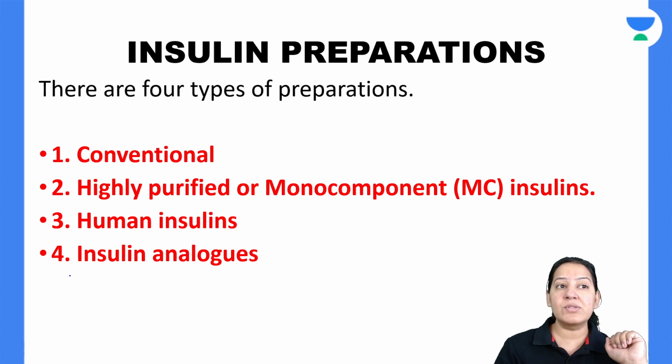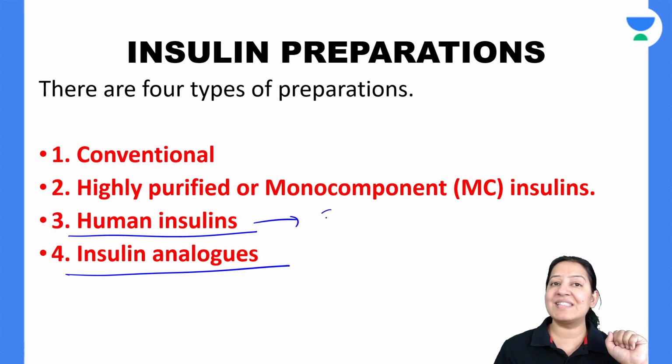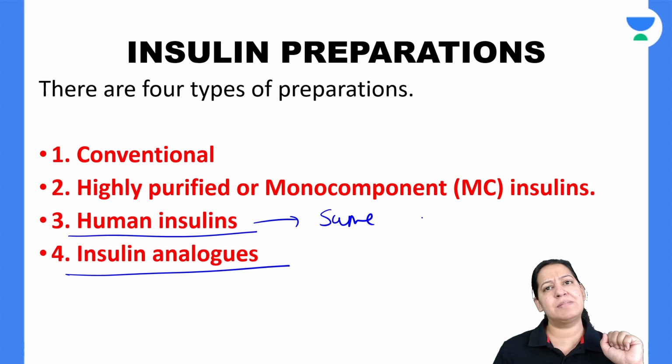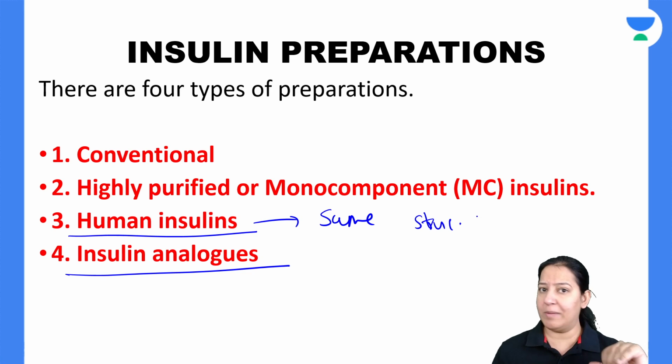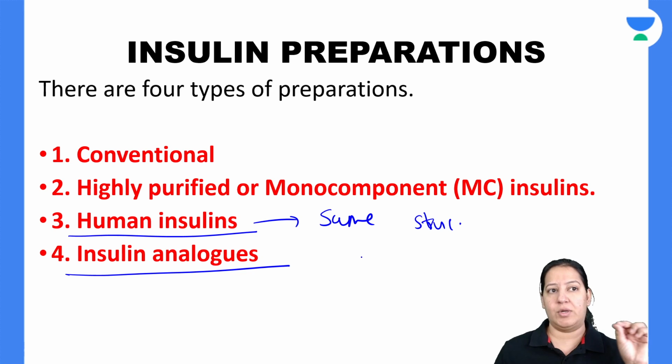So, and last is insulin analogues. There are various types of insulin analogues. What are insulin analogues? Human insulin having the exact same structure as that of natural human insulin. This is artificial human insulin. It is the same structure as that of natural human insulin.